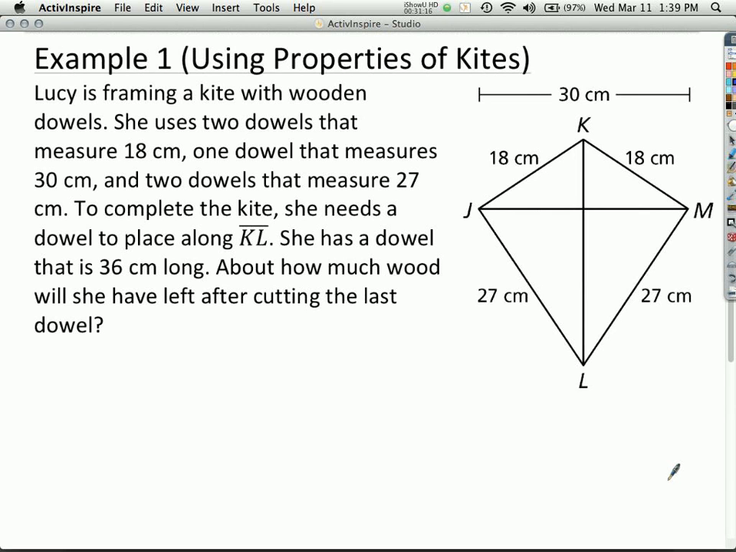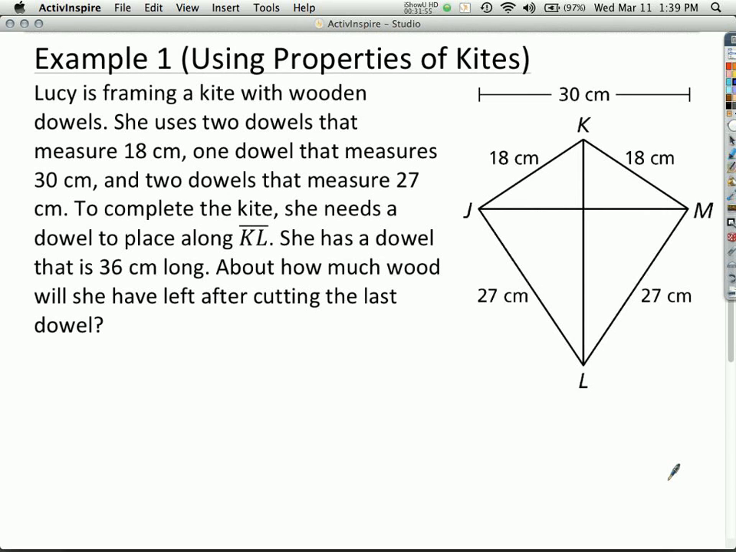And then she just needs one more piece. She needs the piece that's going to go straight down the middle. So the question is, if she has 36 centimeters of dowel, how much will she have left after she cuts the piece for that middle? Questions about the setup? Brandon. Does she have the 36 before the 18 centimeters? She has already established the 18, the 30, the 27, and the 27. Now she has 36 centimeters left. Now she's got to do the middle, okay?